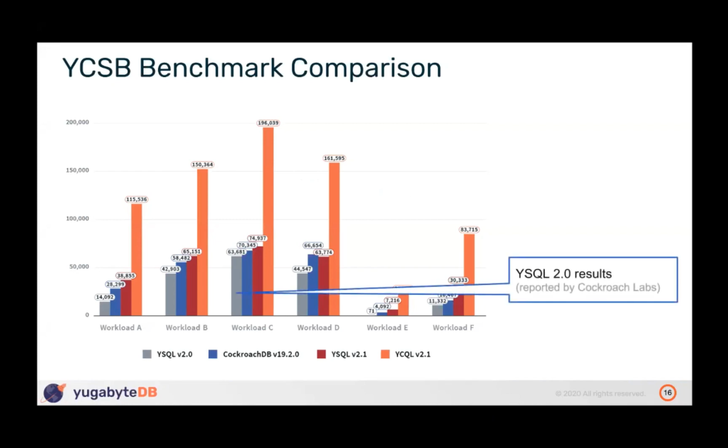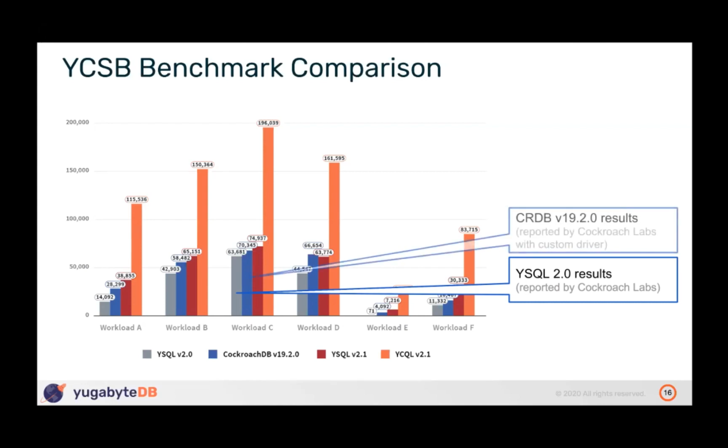So Cockroach Labs first reported in their blog post, around November or December last year, that Yugabyte 2.0, the SQL version that came out, which was just the first production version, had poor SQL performance, and that Cockroach was performing a lot better. And so that's the gray bar. And they also reported with their own custom driver for YCSB that their performance was something. And we just have put those two into this slide for context.